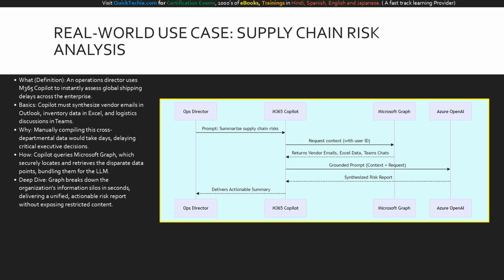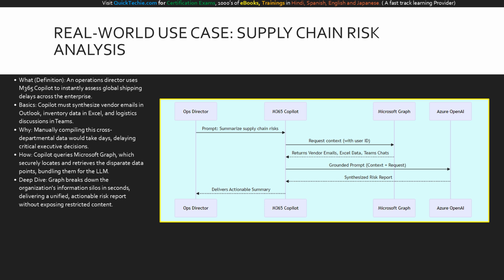It instantly reaches into Outlook to scan recent vendor emails regarding delays. It pulls inventory metrics from Excel dashboards in SharePoint, and it extracts recent decisions made by the logistics team in a Teams chat. Our deep dive is the final output. Graph feeds this diverse, cross-silo data to the LLM, which synthesizes a concise, actionable report. The director receives a unified view of the crisis in seconds, without exposing restricted content, proving that Microsoft Graph is the ultimate engine for enterprise agility.